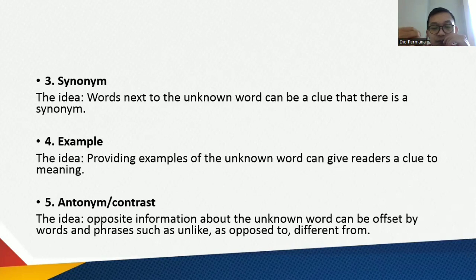And then we have antonym or contrast. Antonym means lawan kata, the opposite word. The idea of this procedure is to know that the opposite information about the noun word can be obtained by words and phrases such as unlike. The prefix un in unlike means the opposite of the word like. Ya, jadi lawan katanya like suka, unlike tidak suka. This is what we call antonym in English.